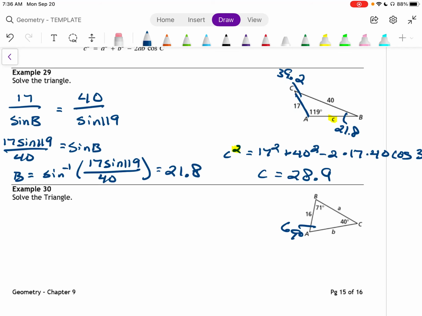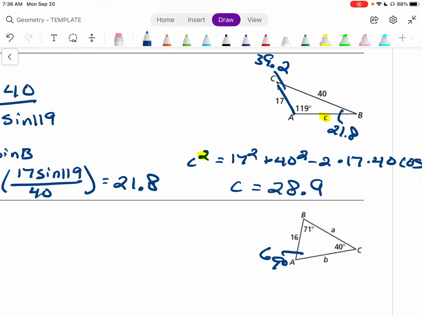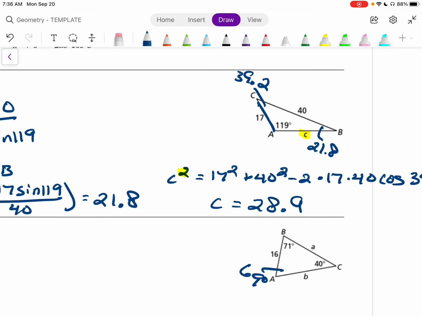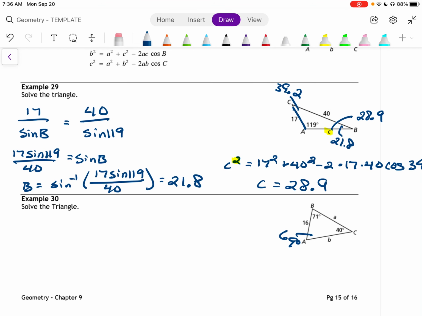On tests, on quizzes, I think you should write down all of them in the picture. So I didn't even follow my own rule. C is 28.9. It told us to solve the triangle. To solve means to find all the missing angles and to find all the missing sides, right? So that's 3 and 3. So whenever we're done, we should have all 6 pieces of information drawn on our triangle.